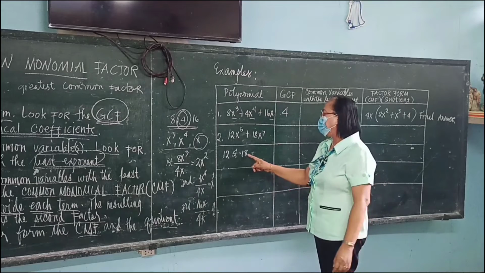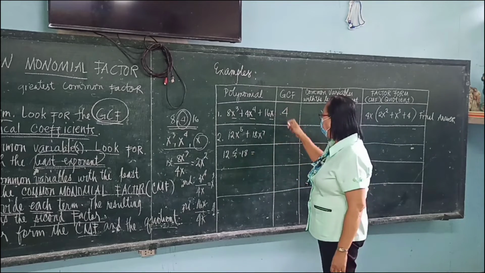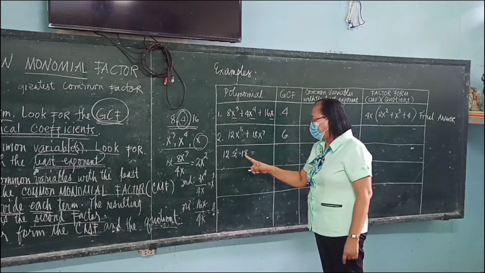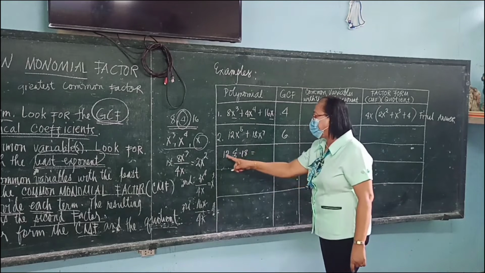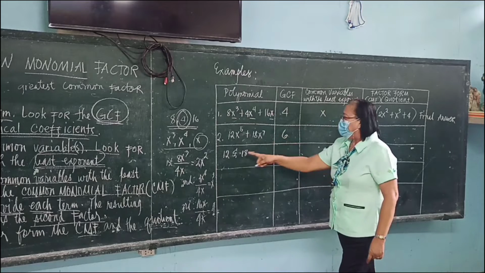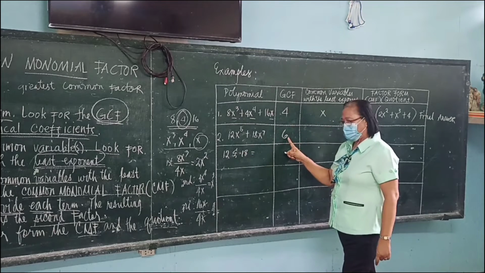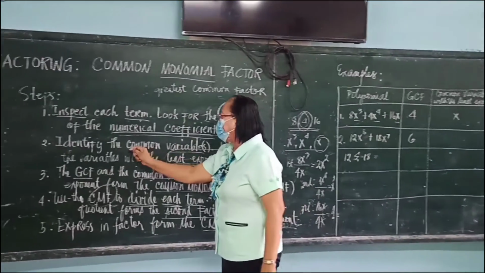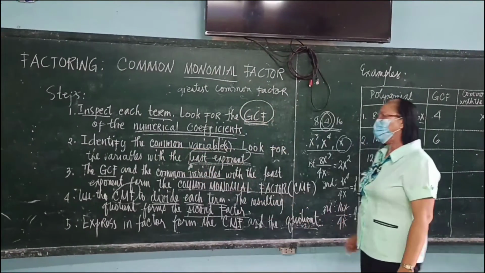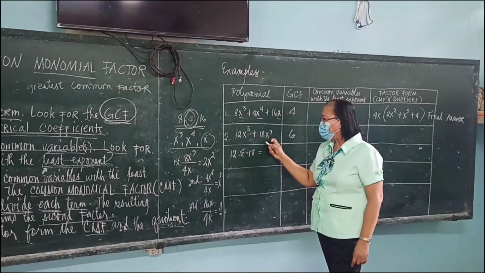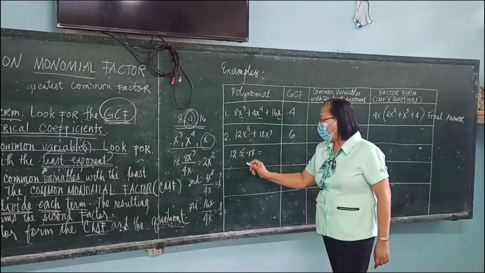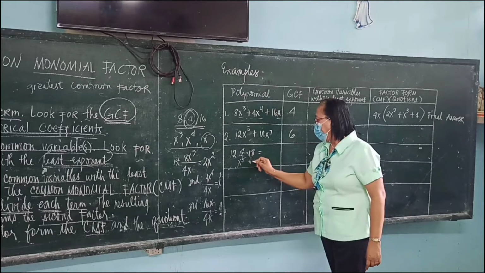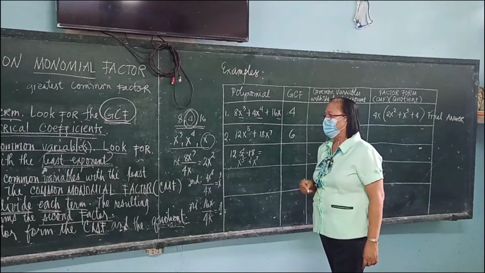What is the common factor between 12 and 18? So you will have 6. The GCF, the greatest common factor between 12 and 18, is 6. Now, identify the common variable. Is there any common variable in our given? Yes. We have x to the 5th and x to the power of 7.